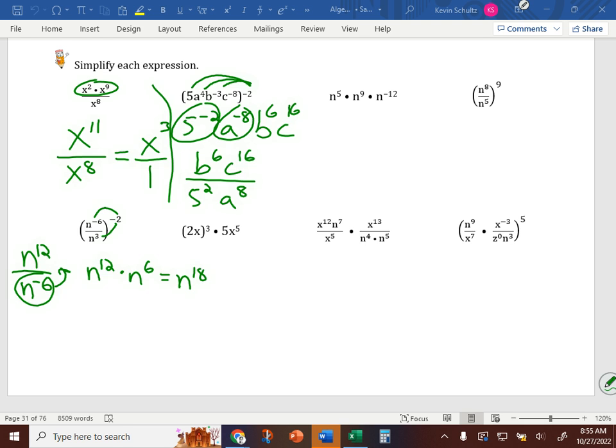Okay. If we hadn't gone that route, what else could we do from this step to simplify this? Eli. Right. We could go dividing by the same base rule, which is subtract the powers. 12 minus negative 6. What does it mean to subtract a negative? You're actually adding it. 12 minus negative 6 gives us positive 18 as an exponent anyway.